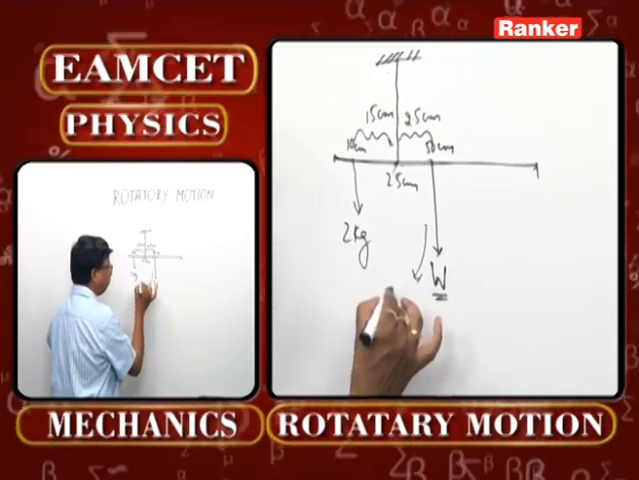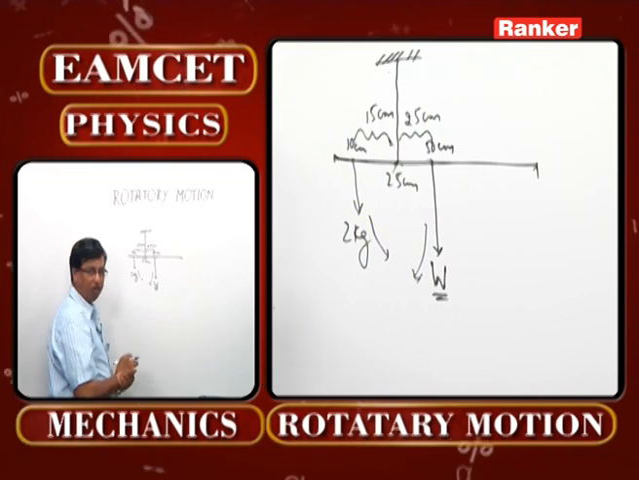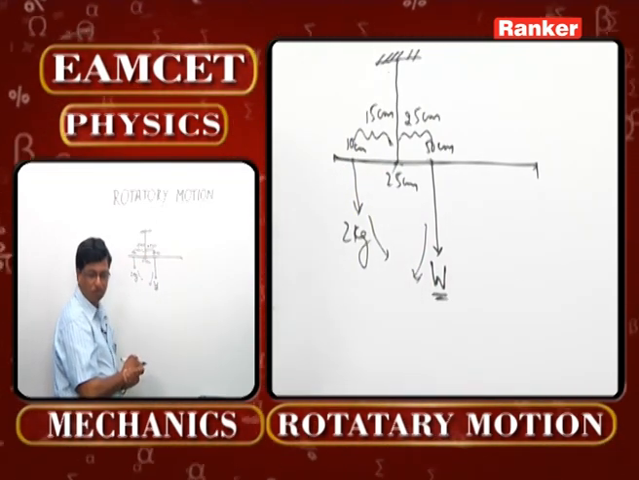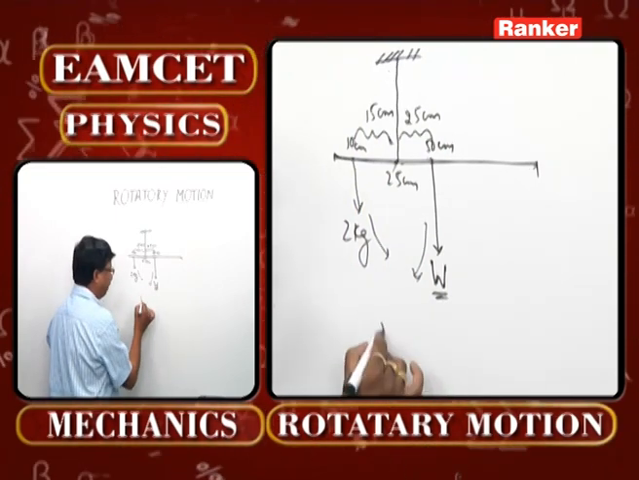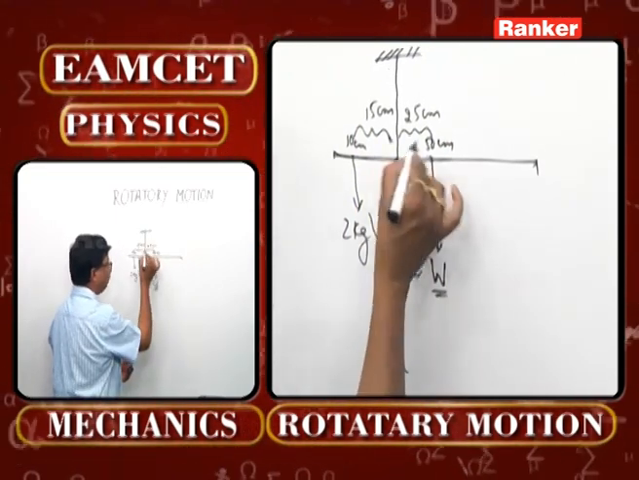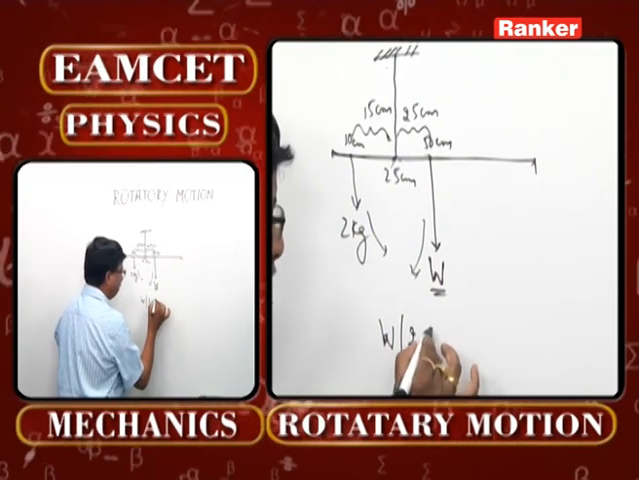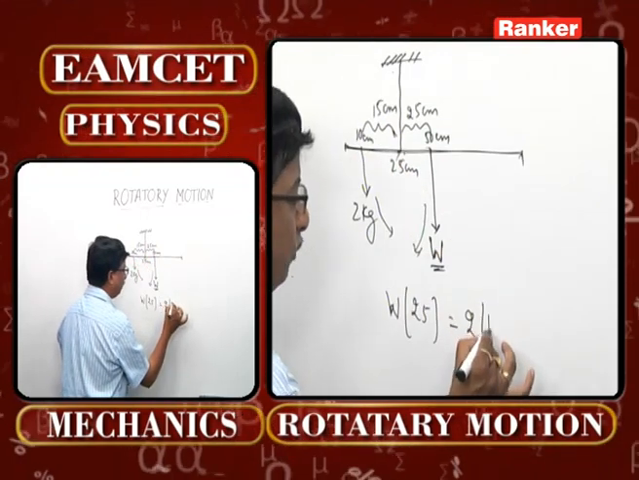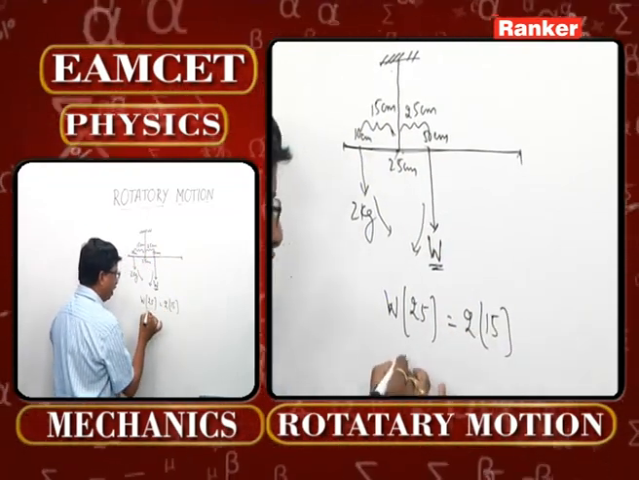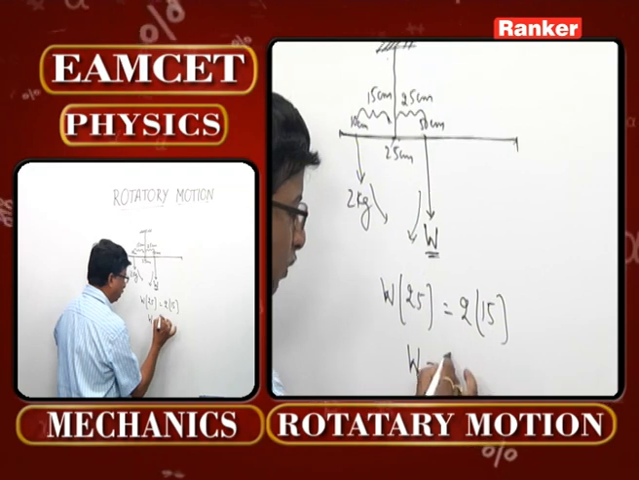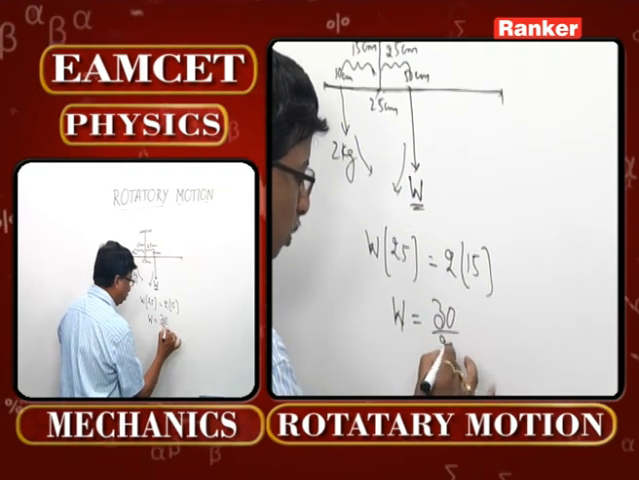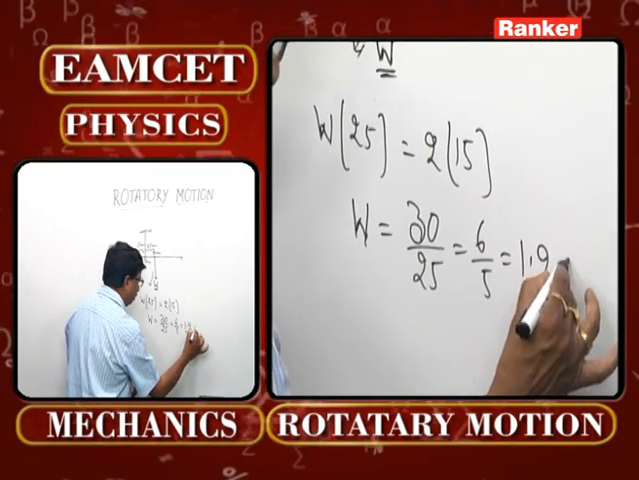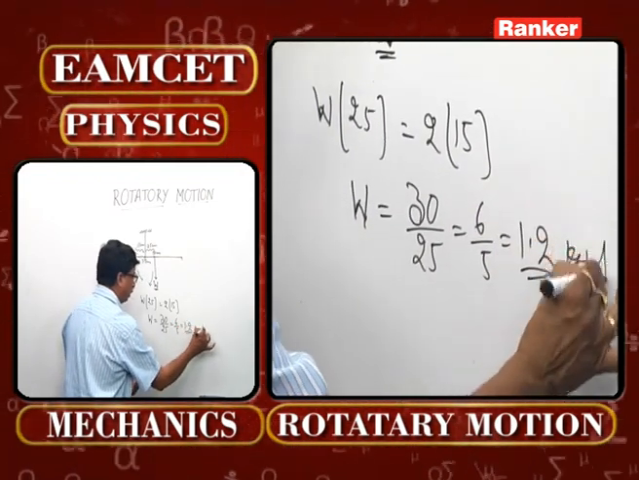So the clockwise moment and anti-clockwise moment acting on that system are supposed to be equal when the system is in equilibrium. Then what should we write? W into, what is this value? 25 must now be equal to 2 into, what is this particular distance? 15. So you can now write W itself is equal to 30 by 25, which is 6 by 5, that is 1.2 kilogram weight, like we can say.